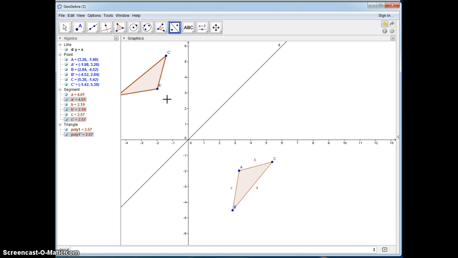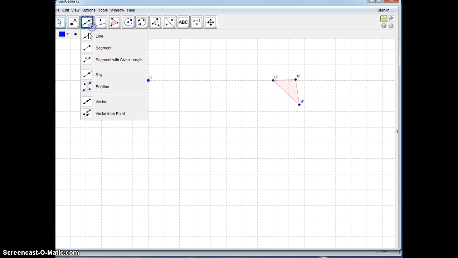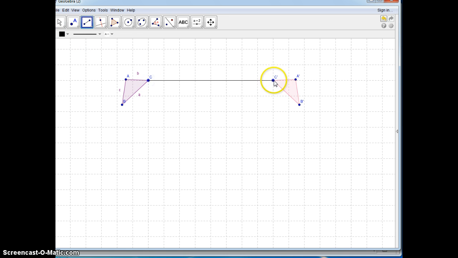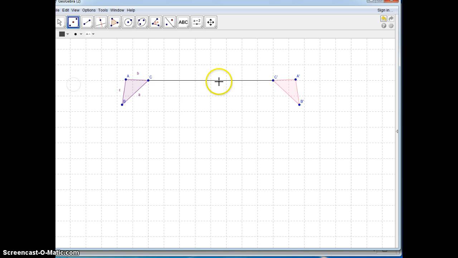Now sometimes you don't really know where it's been reflected, so let me show you one other example. Suppose you're given a picture like this. This is clearly a reflection because ABC has changed its orientation. How do you figure out where the line of reflection is? You can make a line from C to C prime and count 1, 2, 3, 4, 5, 6, 7, 8. So 4 over would be the line of reflection, or you can use the midpoint tool.